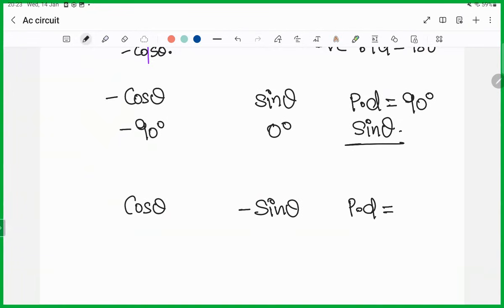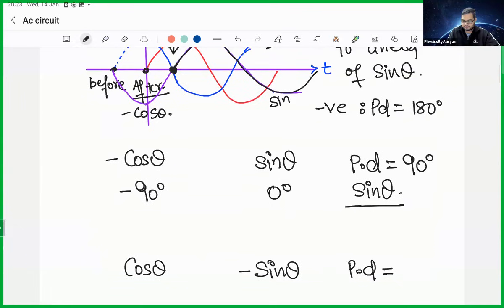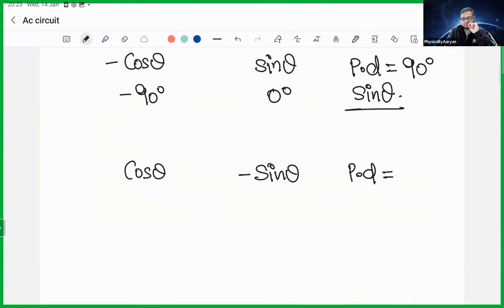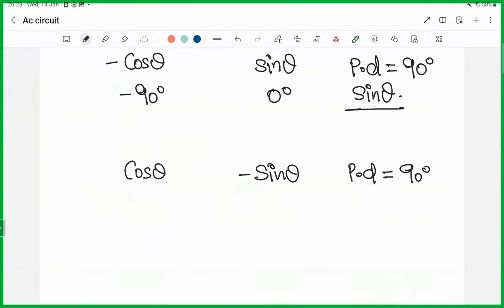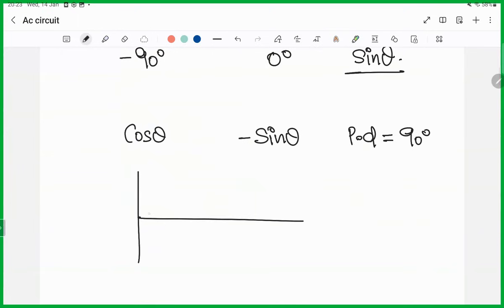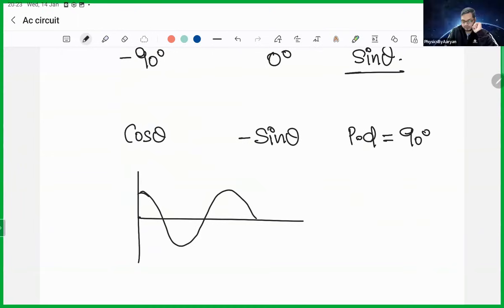5/2. बोलो भाई. Is it still? बताओ. 90 degree. Who is ahead? Who is ahead? Minus sin. Minus sin is ahead or cos is ahead? Minus. Cos theta. Cos. This is cos. ठीक है. And this is minus sin.